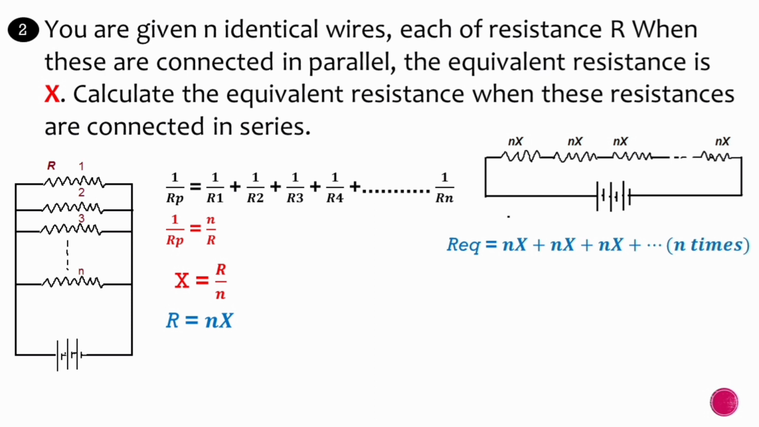So R equivalent equal to nX plus nX plus nX etc. up to n times. Since all the values are same, it is n into nX, or the equivalent resistance is n square X. So the answer for this question is n square X.